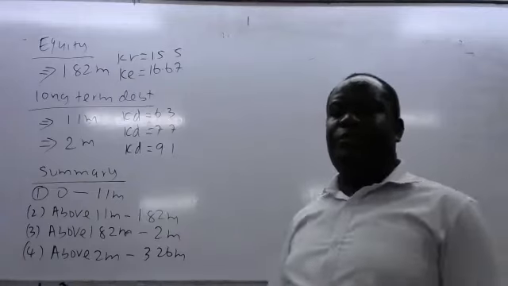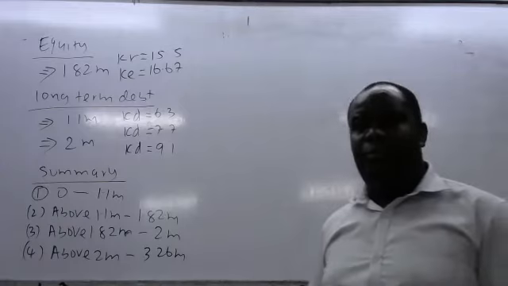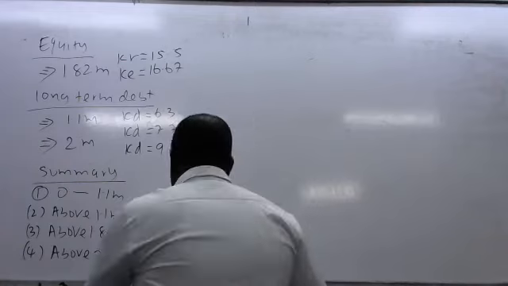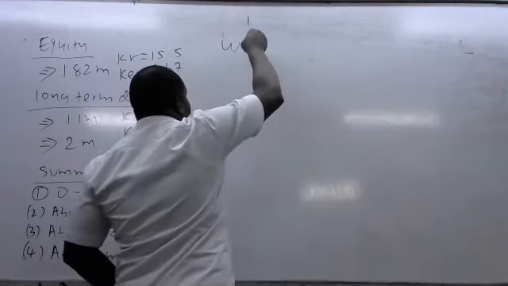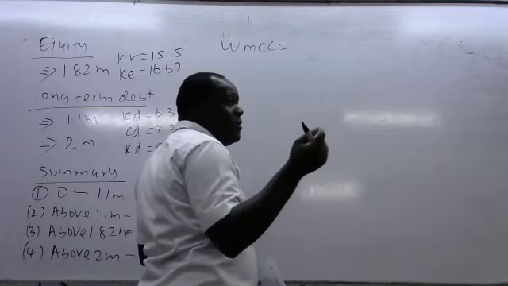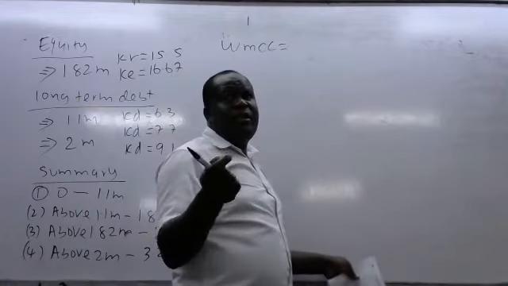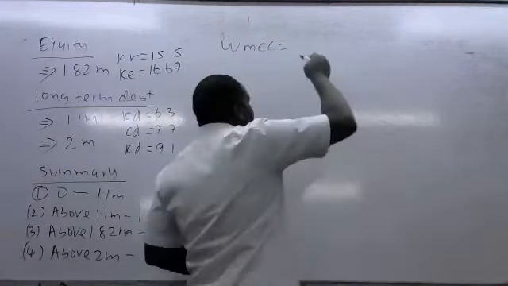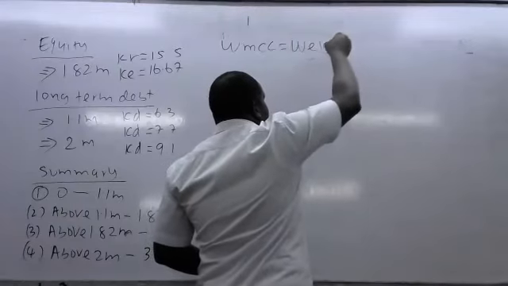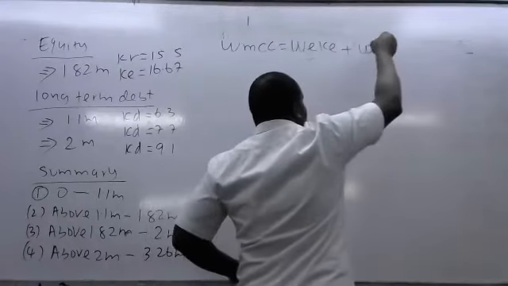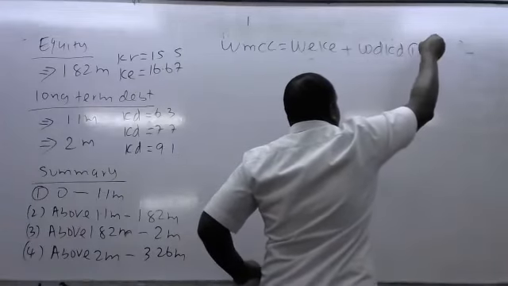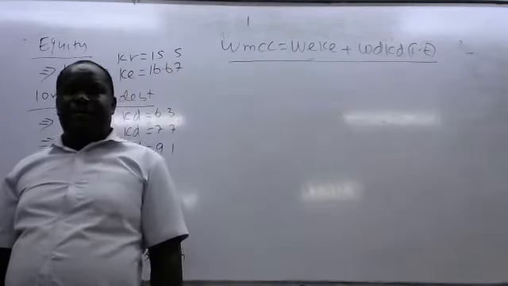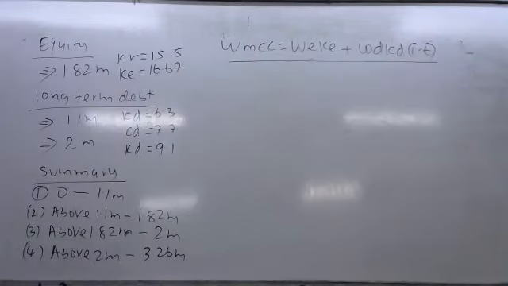So now we want to come up with how to compute the weighted marginal cost of capital. This time there were only 2 sources of finance, equity and long-term debt. The formula is the weight of equity times the cost of equity, plus the weight of debt times KD. KD must always be after the tax.